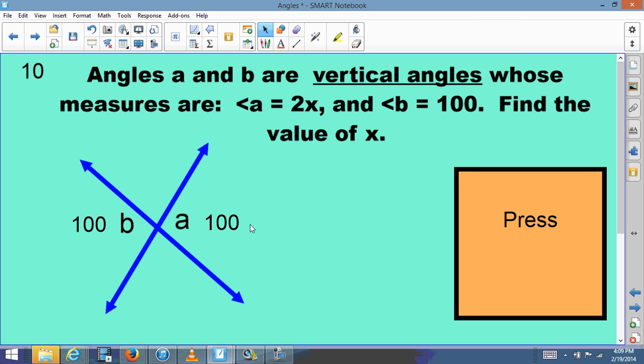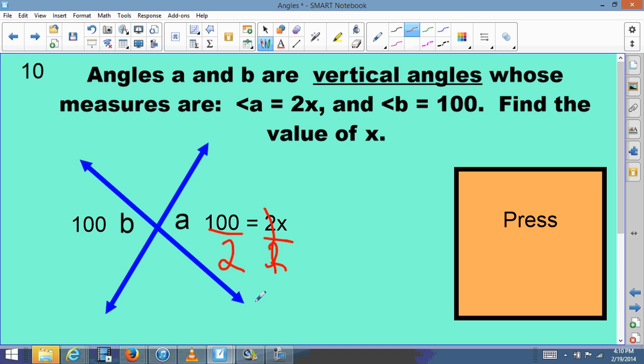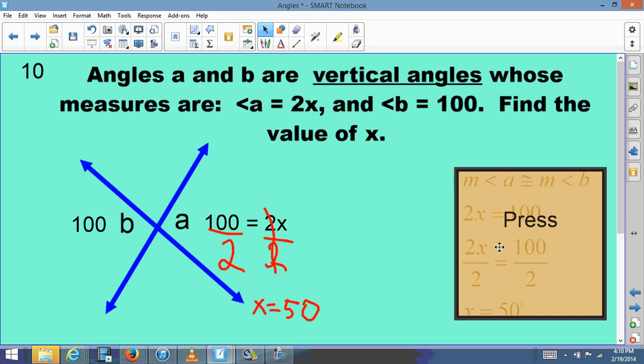But they said angle A was equal to 2x. So we have to solve that for x. So we have 100 is equal to 2x. Well, we could divide both sides by 2. So let's just divide both sides by 2. My 2's cancel out. And x equals 50. I have just solved this for x. So my answer would be 50. x is equal to 50.